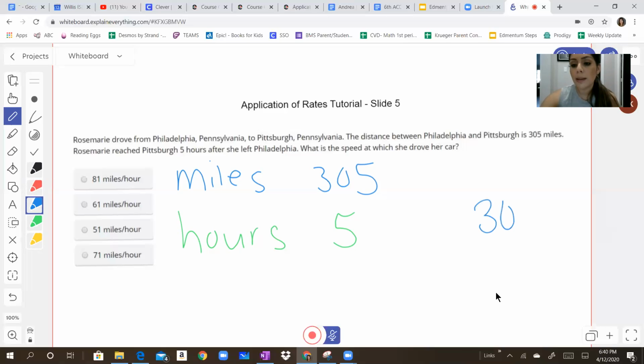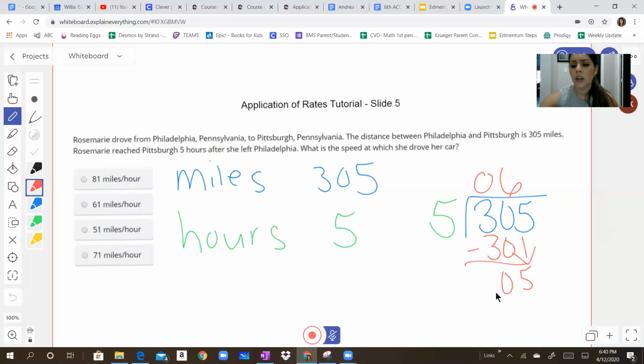We are going to simply divide. When we are looking for unit rate, we divide. That's going to tell us miles per hour. So 5 goes here 6 times, subtract, bring down. We know she can drive 61 miles per hour.